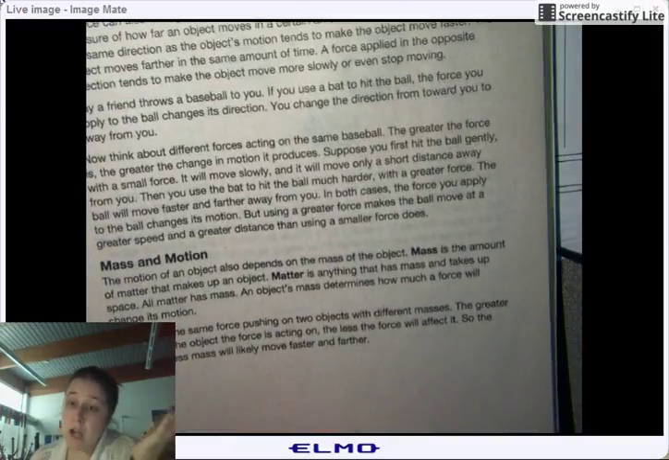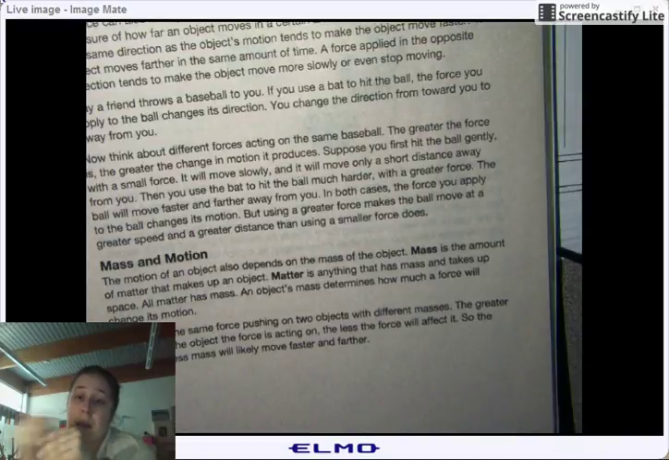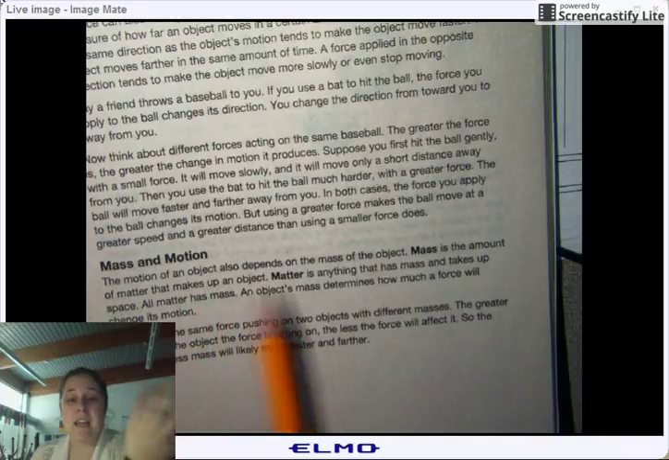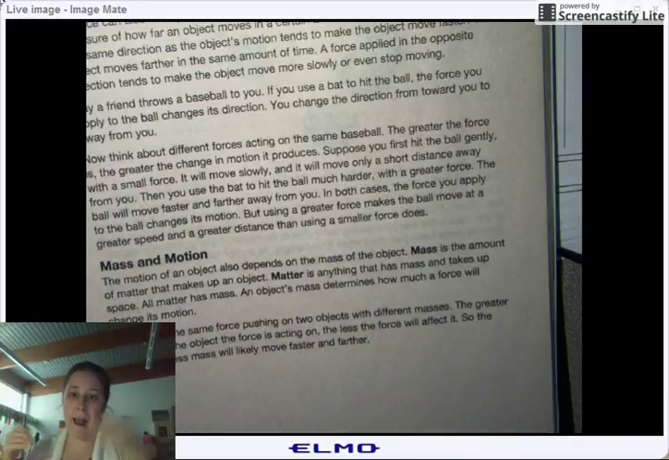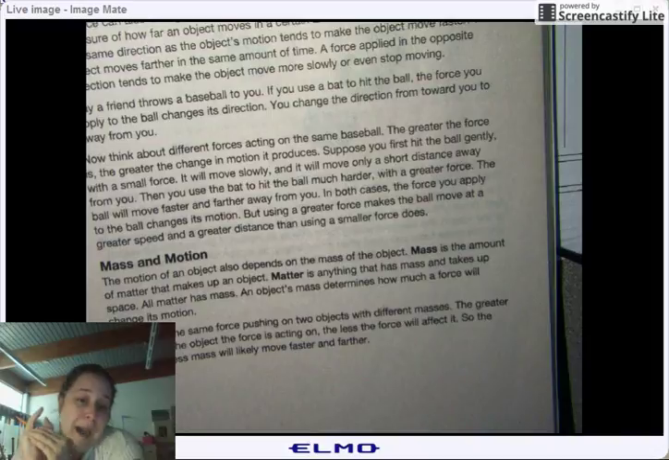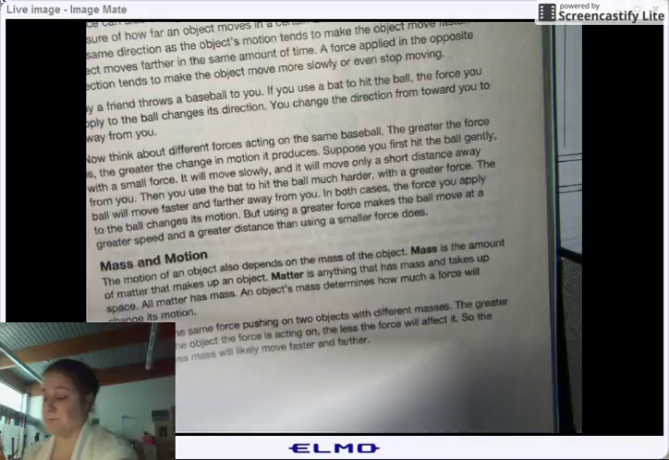Okay? Mass and motion. The motion of an object also depends on the mass of an object. Mass is the amount of matter that makes up an object. So the mass is how much matter I'm taking up. Matter is anything that has mass and takes up space. So matter is everything. Air has mass, it takes up space. Everything we have is matter. All matter has mass. An object's mass determines how much force will change its motion.